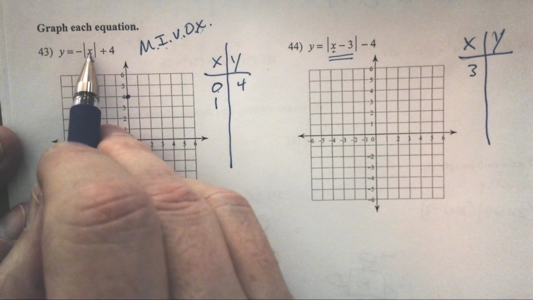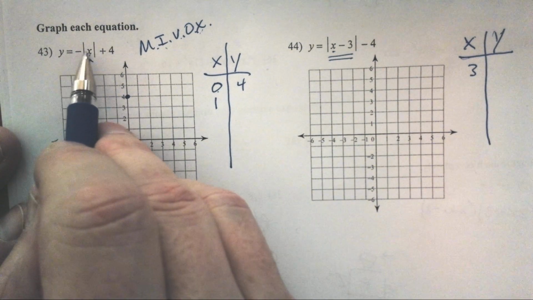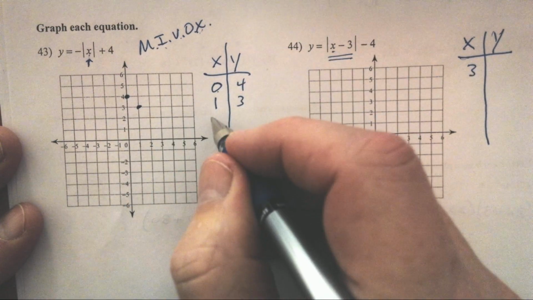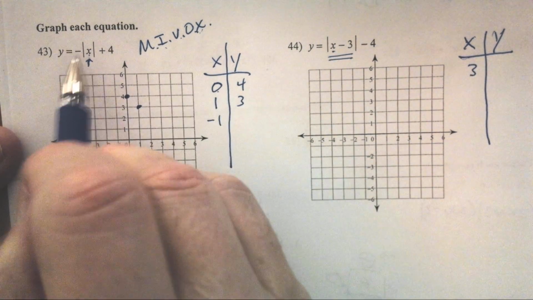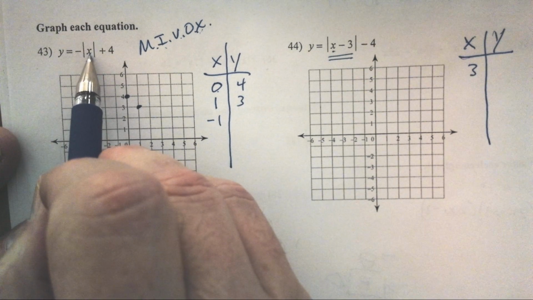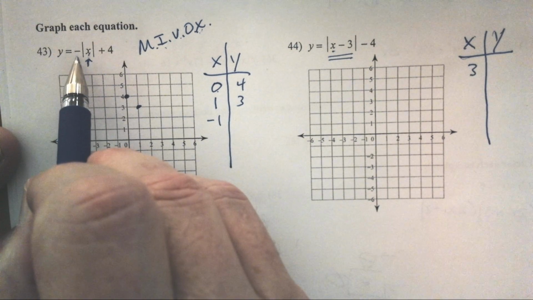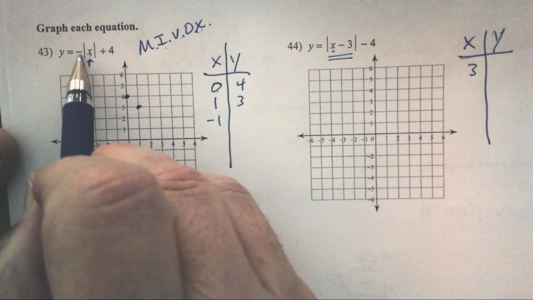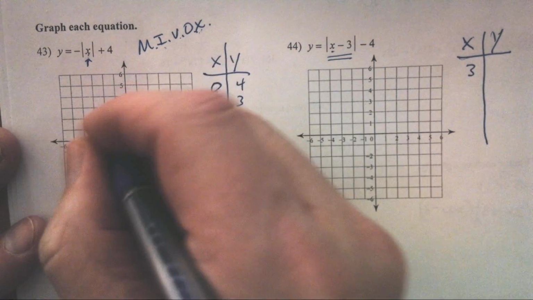Put in 1. I get out 1. It becomes negative 1 afterwards. Negative 1 plus 4, 3. I put in negative 1, something to the left of 0. Negative 1 comes out of absolute value, positive 1. But then I get the opposite, or like negative 1 times it, negative 1 plus 4, and it's 3.